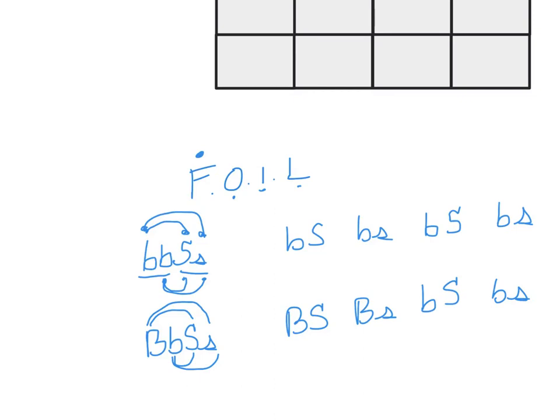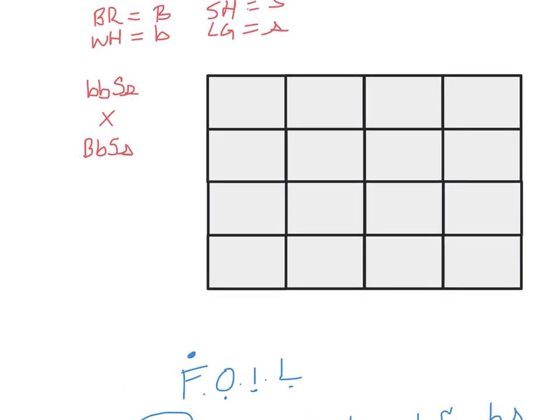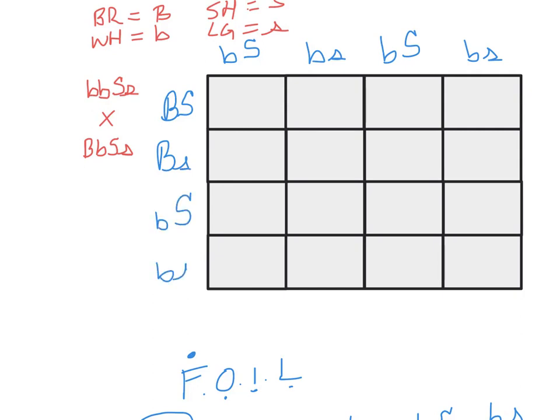So let me scroll back up here and let me write. Dad's go on top: little b, big S, little b, little s, little b, big S, and little b, little s. Mom's go on the side: big B, big S, big B, little s, little b, big S, and little b, little s. Now to fill out the Punnett square.